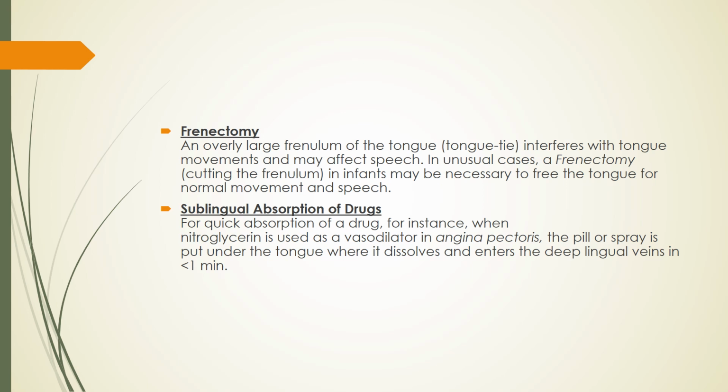Then we have discussed that on the inferior surface of the body of tongue, deep lingual veins run from apex to posterior side. So for quick absorption of drug, for example, when nitroglycerin is used as a vasodilator in angina pectoris, the pill or spray is put under the tongue where it dissolves and enters the deep lingual veins in less than 1 minute.